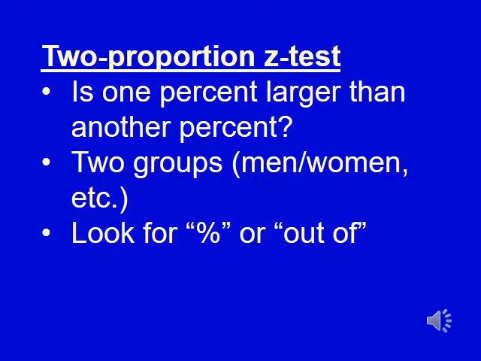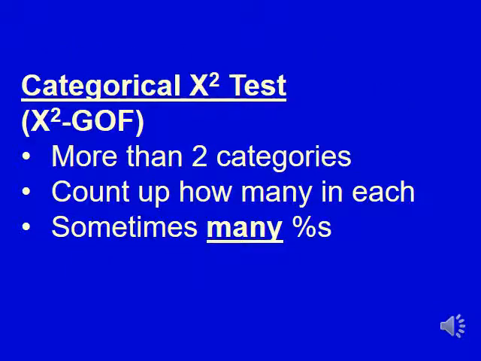A two proportion test, you look at two different groups and you want to see, is the percent of one bigger or smaller than the percent of the other? This time they are likely to have different percentages that are given, but again, percent and "out of" tend to be proportion tests. Much more recently, we started looking at chi-square tests.